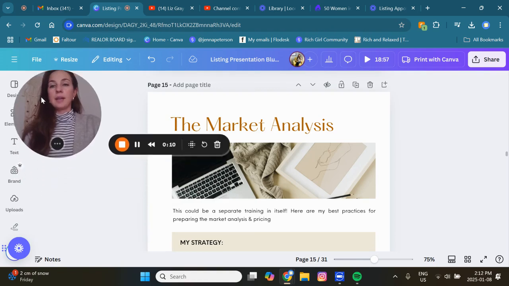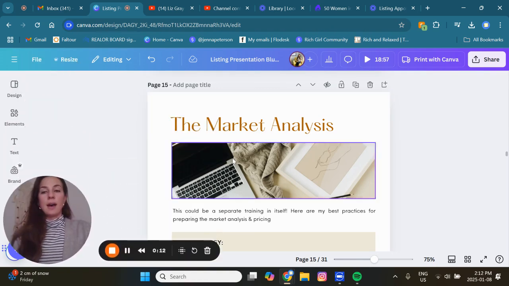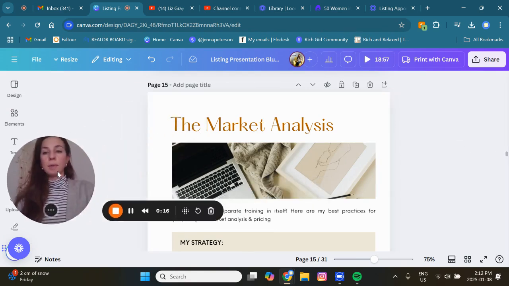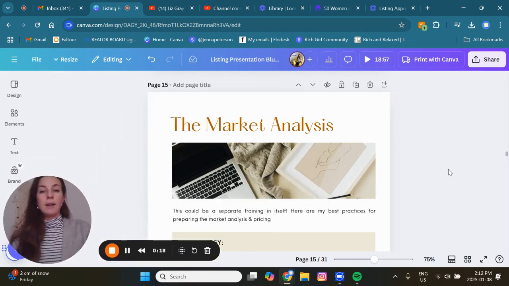Like I say in the reference sheet, this could be a whole separate training in itself. So this is just an overview, just a tidbit. This could be its own whole separate training. This is just what I do, and I'm going to give you the short version of what I do when I'm making a comparative market analysis.